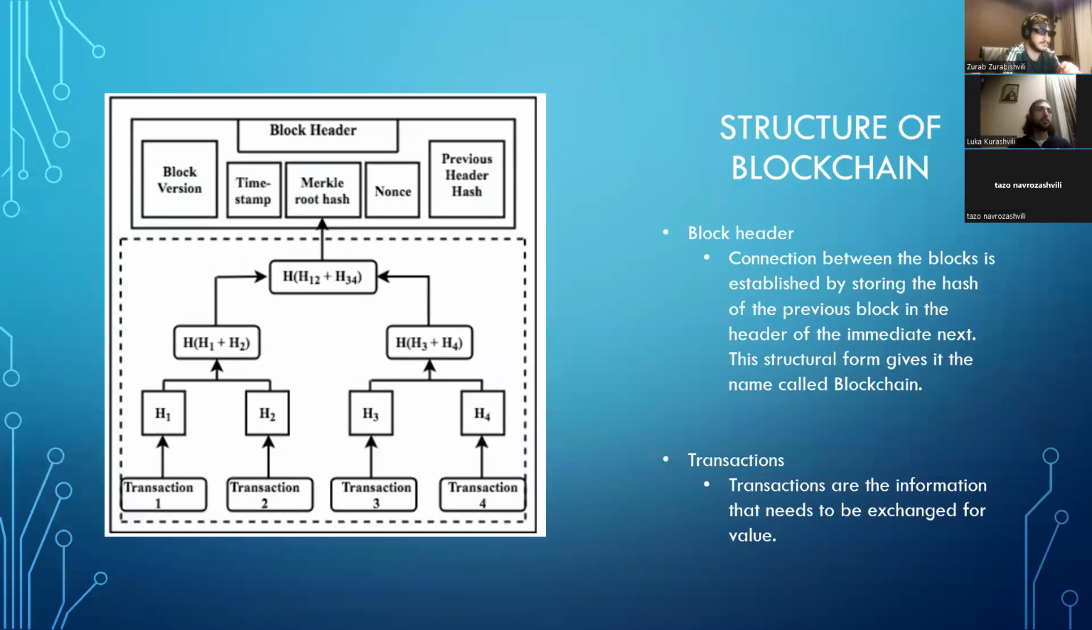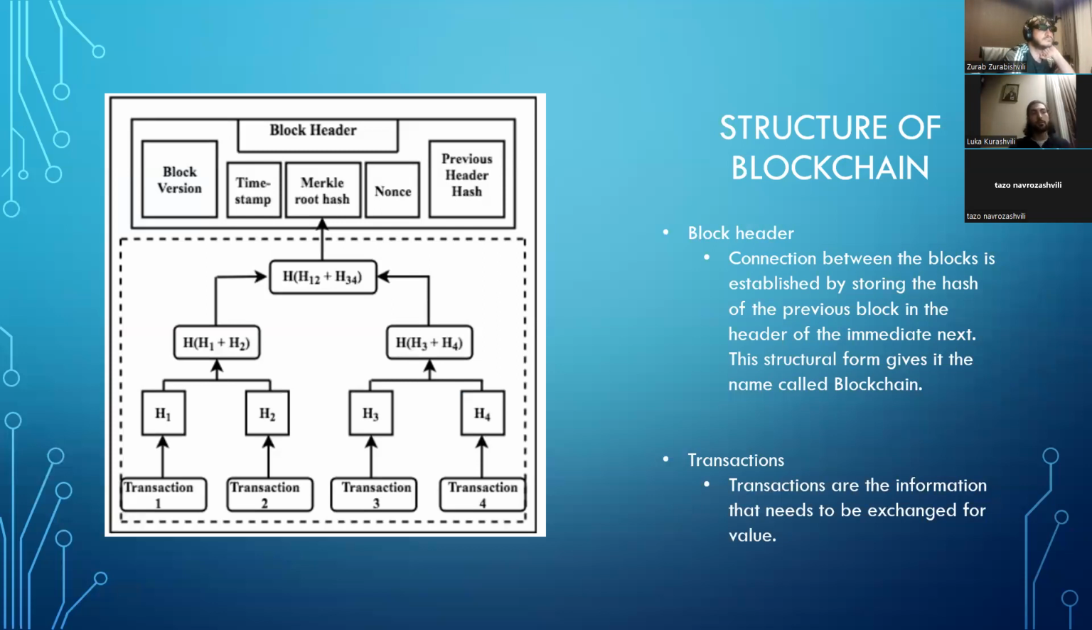Blockchain can be explained in a simple way as a chain of blocks where information is stored systematically, and every block is interconnected to the previous block through its hash value. Its internal structure has two components, block header and transactions. Every block is indexed with a unique number known as block ID, created cryptographically. Connection between the blocks is established by storing the hash of the previous block in the header of the immediate next. This structural form gives it the name blockchain.